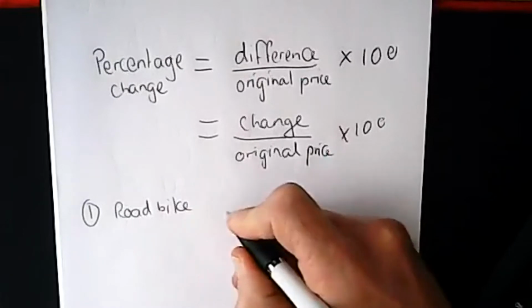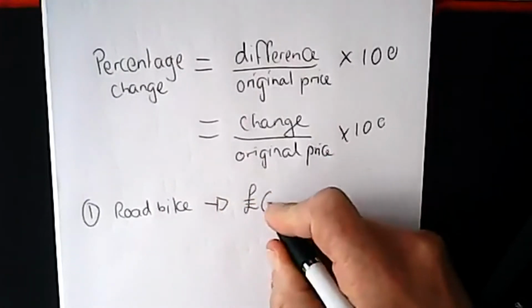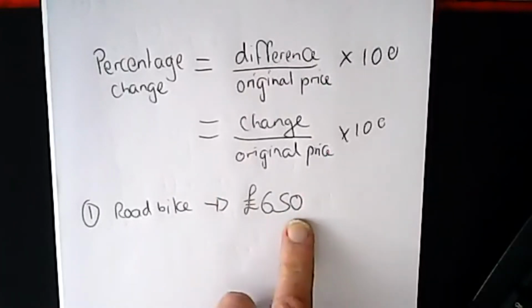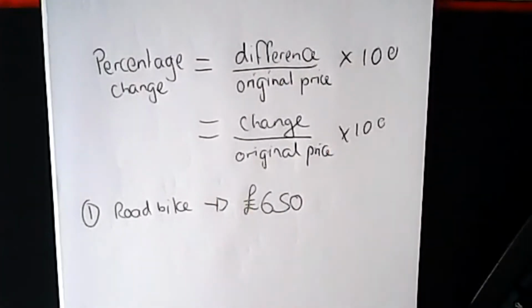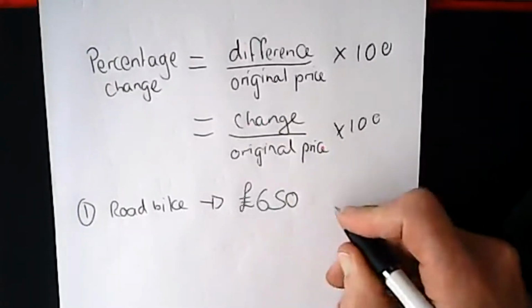So the road bike. This isn't mine, but I do know of a value. This is an entry level road bike, £650, quite expensive. So that was bought, that was the original price.